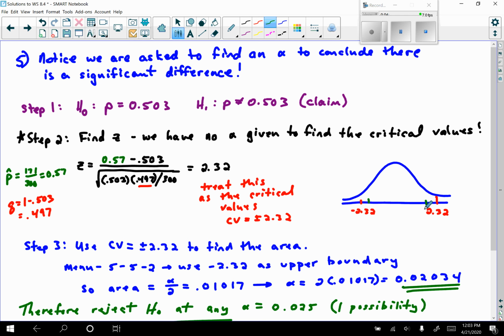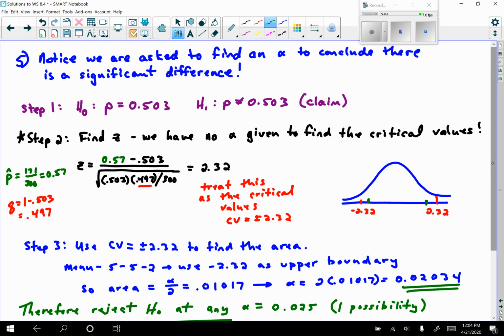So I'm just treating this as both positive and negative so that we could think of this as our critical values. But if I'm getting a positive 2.32, in order to reject, my critical value has to be what I have marked here in green. So I would need critical values that would be below the positive and above the negative. So what we're going to do is use the negative 2.32.